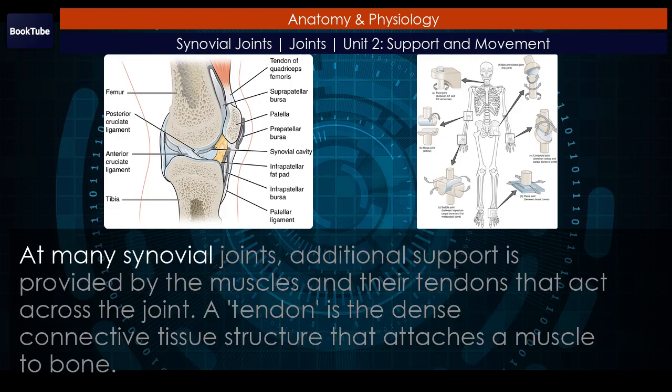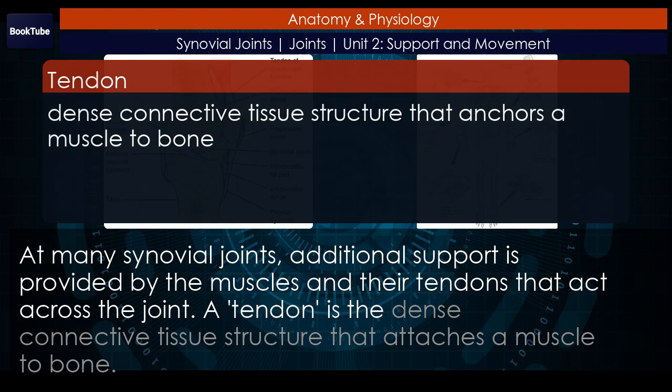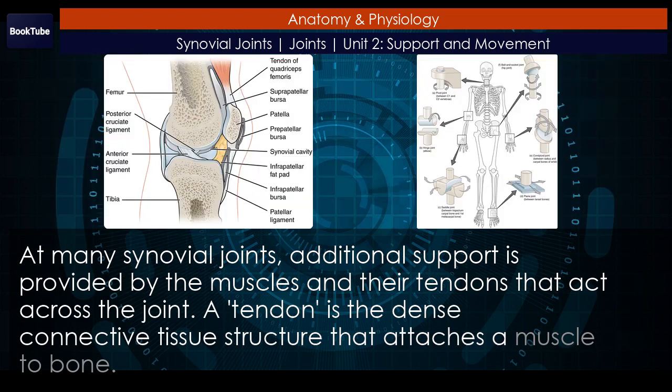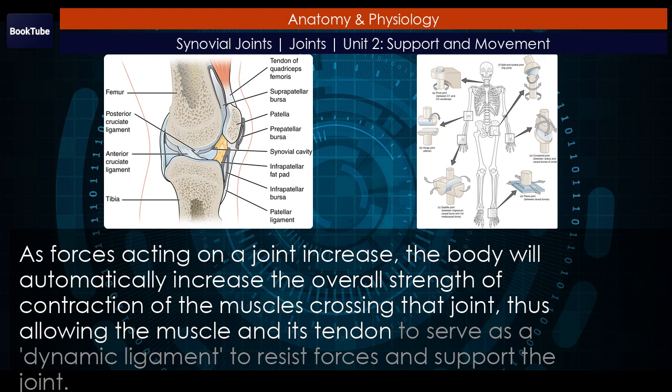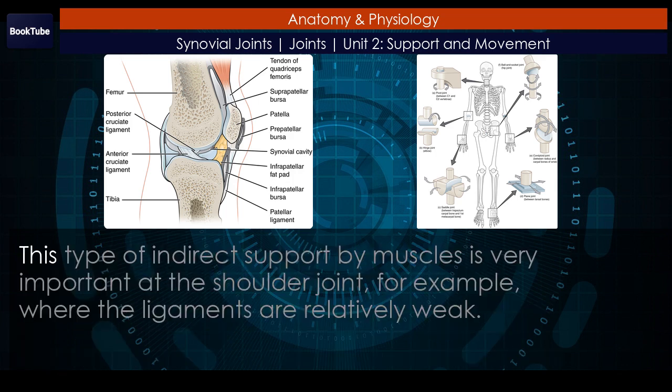At many synovial joints, additional support is provided by the muscles and their tendons that act across the joint. A tendon is the dense connective tissue structure that attaches a muscle to bone. As forces acting on a joint increase, the body will automatically increase the overall strength of contraction of the muscles crossing that joint, thus allowing the muscle and its tendon to serve as a dynamic ligament to resist forces and support the joint. This type of indirect support by muscles is very important at the shoulder joint, for example, where the ligaments are relatively weak.